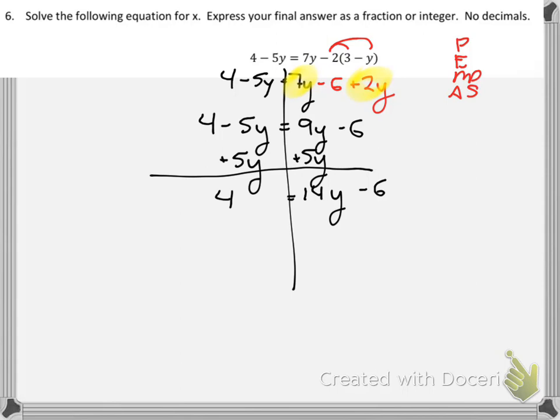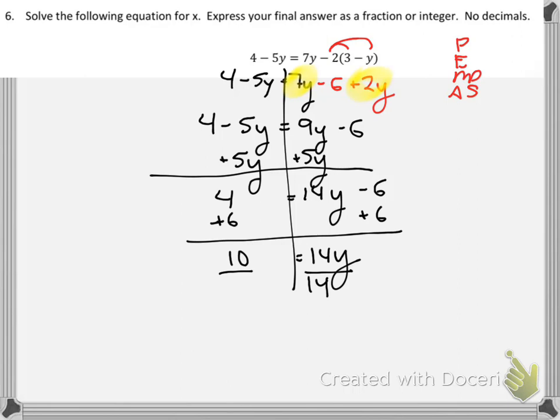So we have 4 equals 14y minus 6. We add 6 to both sides, and we get 10 equals 14y. Last but not least, we divide both sides by 14. So we have y is equal to 10 over 14. Now you might realize this can be and should be reduced. 2 goes into both of these numbers, so we get y is equal to 5/6.